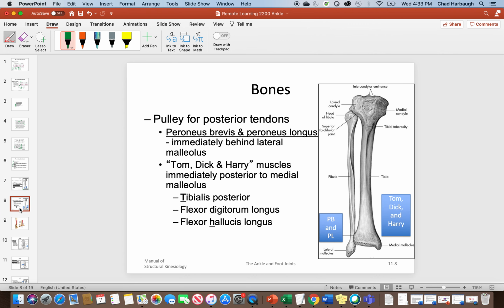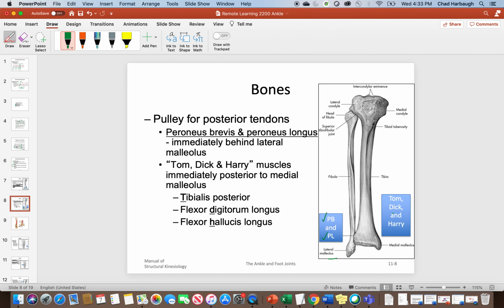And when we look at the muscles that are going to come down on the lateral side, we're going to have the peroneus brevis and the peroneus longus, which is going to come down along the length of the fibula and go fully underneath the foot to the opposite side and to the lateral side. And then on the medial side, we're going to see the mechanical advantage for the tibialis posterior.